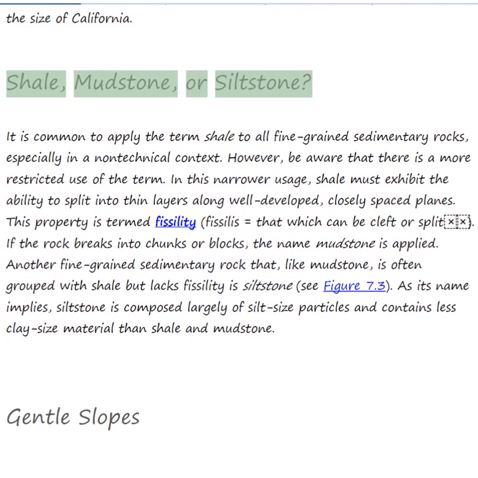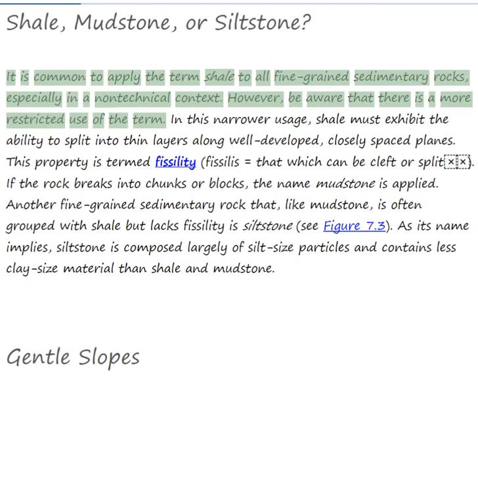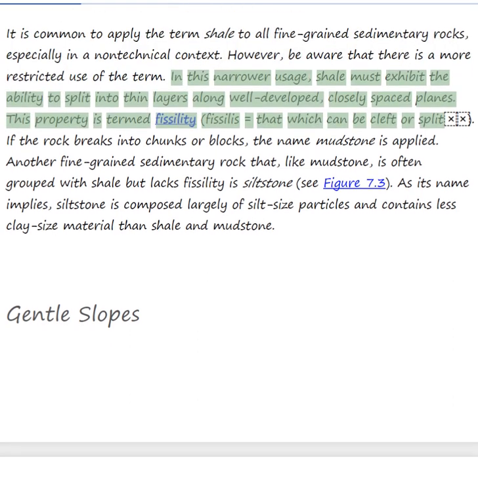Shale, mudstone, or siltstone. It is common to apply the term shale to all fine-grained sedimentary rocks, especially in a non-technical context. However, be aware that there is a more restricted use of the term. In this narrower usage, shale must exhibit the ability to split into thin layers along well-developed, closely spaced planes. This property is termed fissility. Fissilis equals that which can be cleft or split.